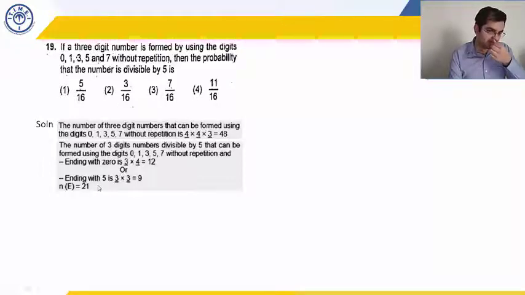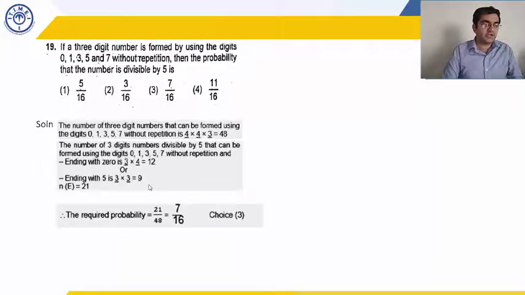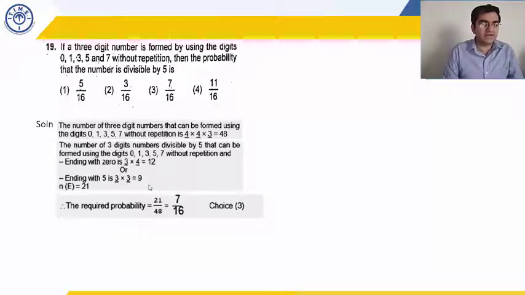Then if the 3-digit number ends with 5, you get 4 digits remaining. This place can be filled in 3 ways, because 0 cannot come, and the last remaining place can be filled in 3 ways because you had 3 digits remaining. So you get a total of 12 plus 9, 21 numbers that are divisible by 5. So your answer should be 21 divided by 48, and that is 7 divided by 16. Choice number 3.